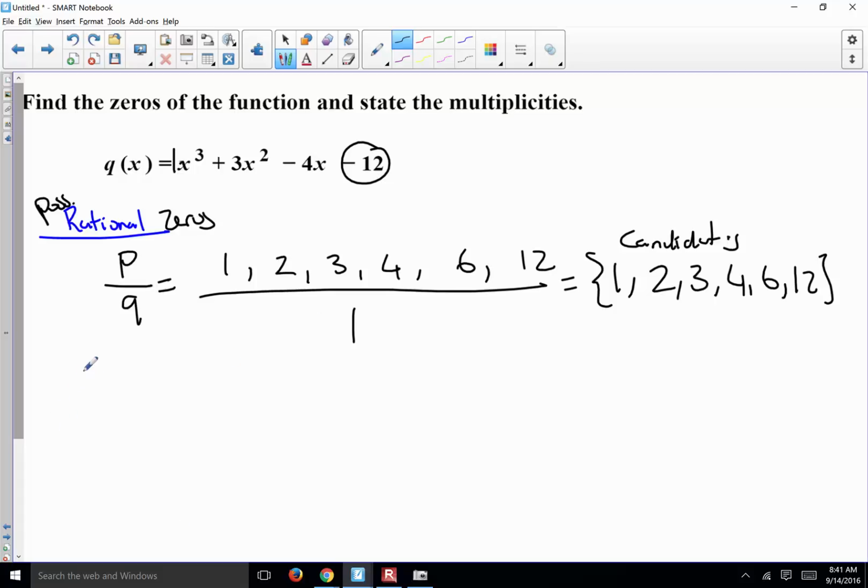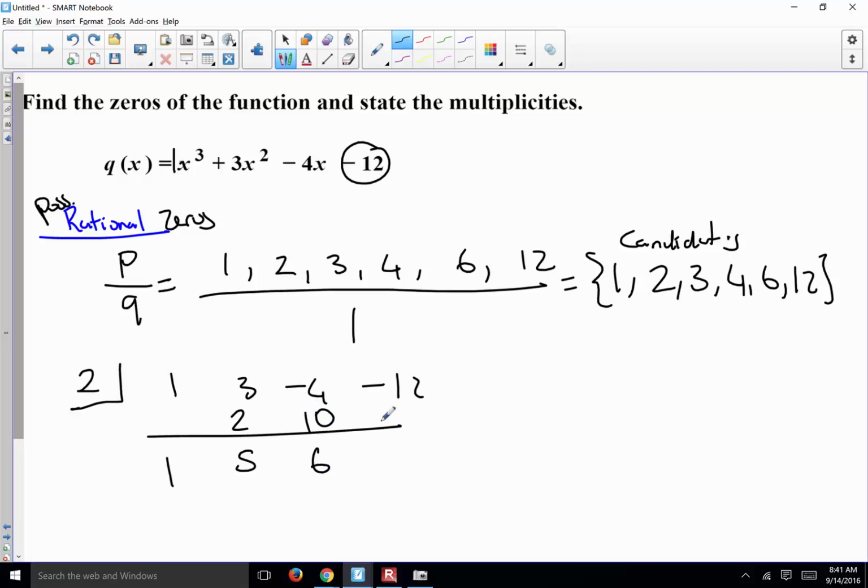Okay, I will do 2. I don't know why I skipped 1. I will do 2 because 1 is not working. 1 plus 3 minus 4 minus 12 is not making 0. Let's try 2 and synthetic division. 1, 3, minus 4, minus 12. 1, 2, 5, 10, 6. Oh my god, how did I catch the fish in my first shot? I found it, right? It's a 0 because the remainder is 0.